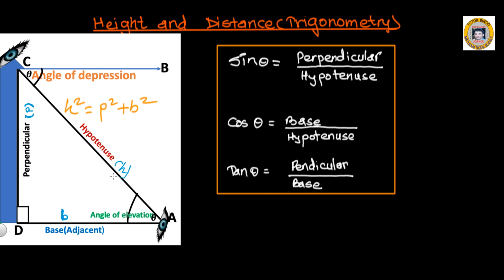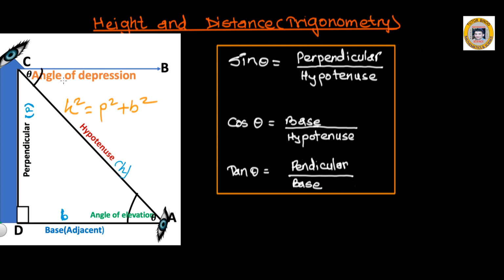Now let us see what is angle of elevation and angle of depression. Angle of elevation is the angle made by the horizontal to the side of line which is upward. Whenever you are seeing something above, the angle made by the line of sight with the horizontal is known as angle of elevation, whereas when you are looking at something below, the angle made by the horizontal to the downward line of sight is called angle of depression.